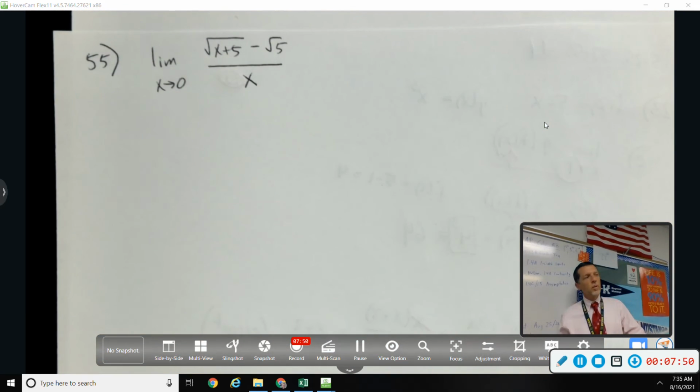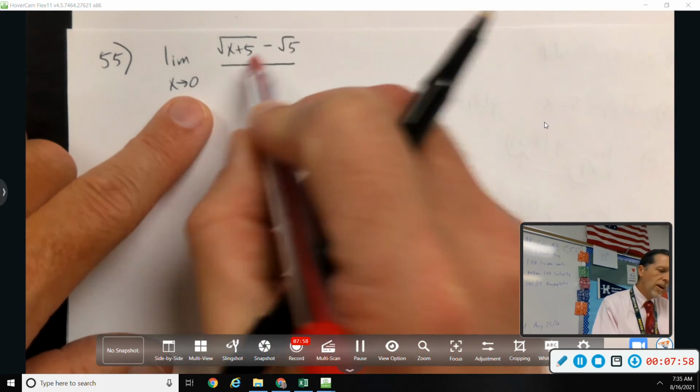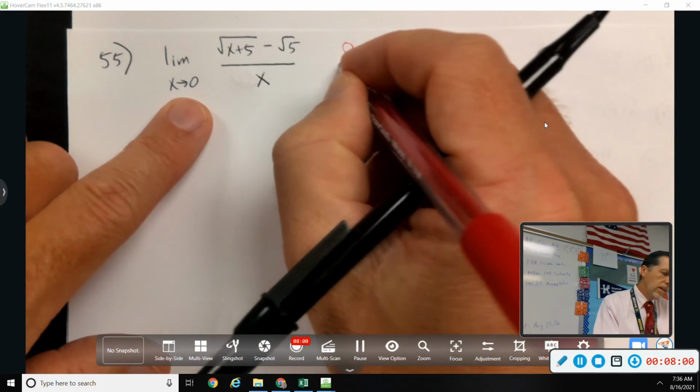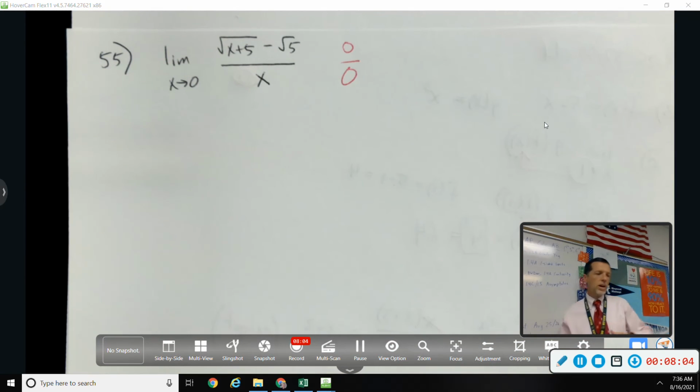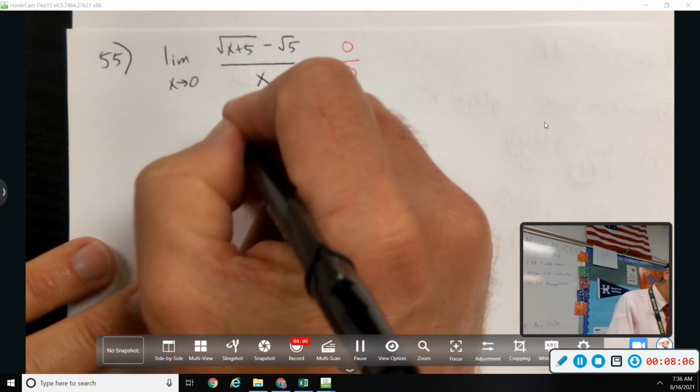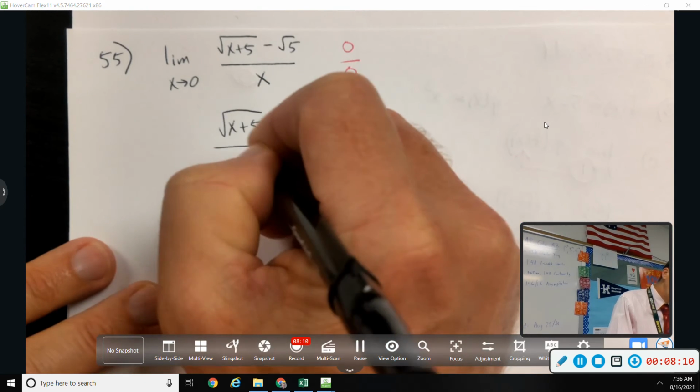Well, first step is substitution. I mean, we don't think it's going to work because it's in that bottom section with weird square roots. But if we plug in 0, we get square root of 5 minus square root of 5. We plug in 0 in the bottom, so 0 over 0. So yeah, this doesn't work. So we need to do the algebra trick to fix it.